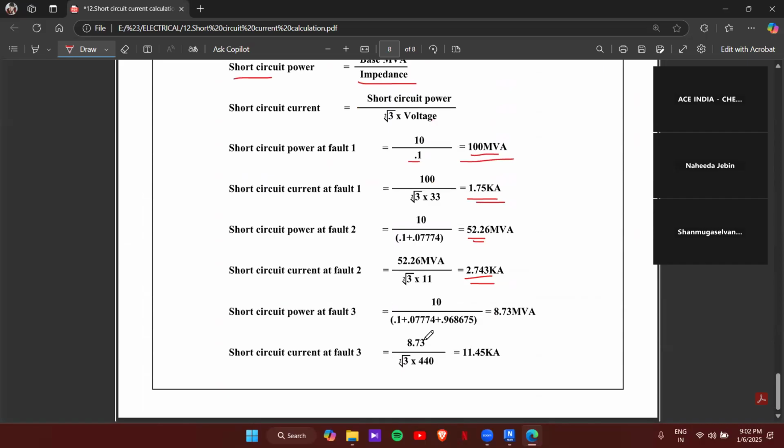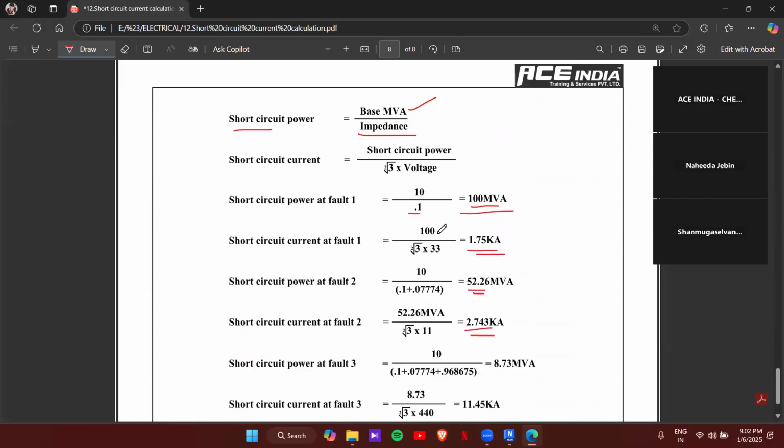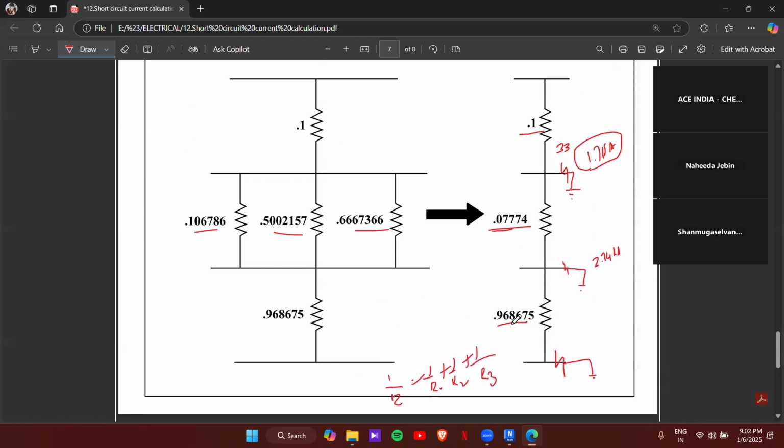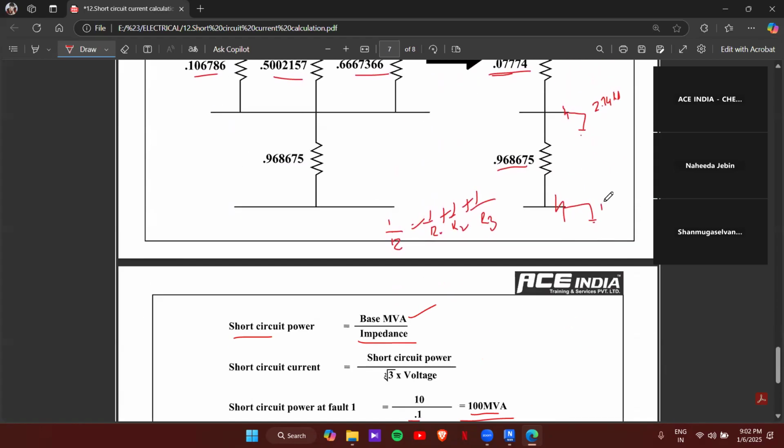So 8.73 divided by root 3 into 440. Here, okay, a small mistake is there. Here it has been substituted in kV, but 440 is actually volt, so it will be 10 to the power minus 3 that you have to add. Okay, only this one is a mistake, the answer is correct. 11.45 kiloampere. So we'll provide earthing here based on 11.45 kiloampere.